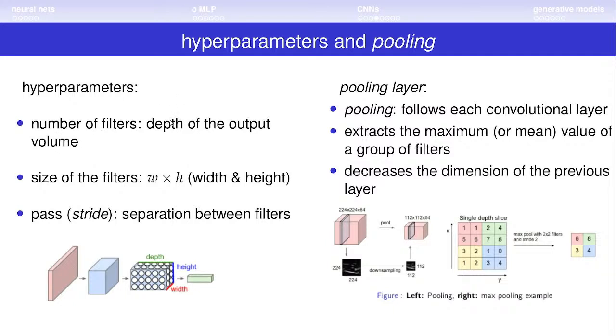What is the architecture of a CNN? A CNN is a pile of what we call convolutional layers and pooling layers. For example, the convolutional layers implement this pass over the image that I have just talked about. The number of filters will depend on the depth of the output volume. For example, the height and width of each filter that will be passed over the image. The pass or stride is the separation between these filters. So you can see that we can have lots of different hyperparameters here.